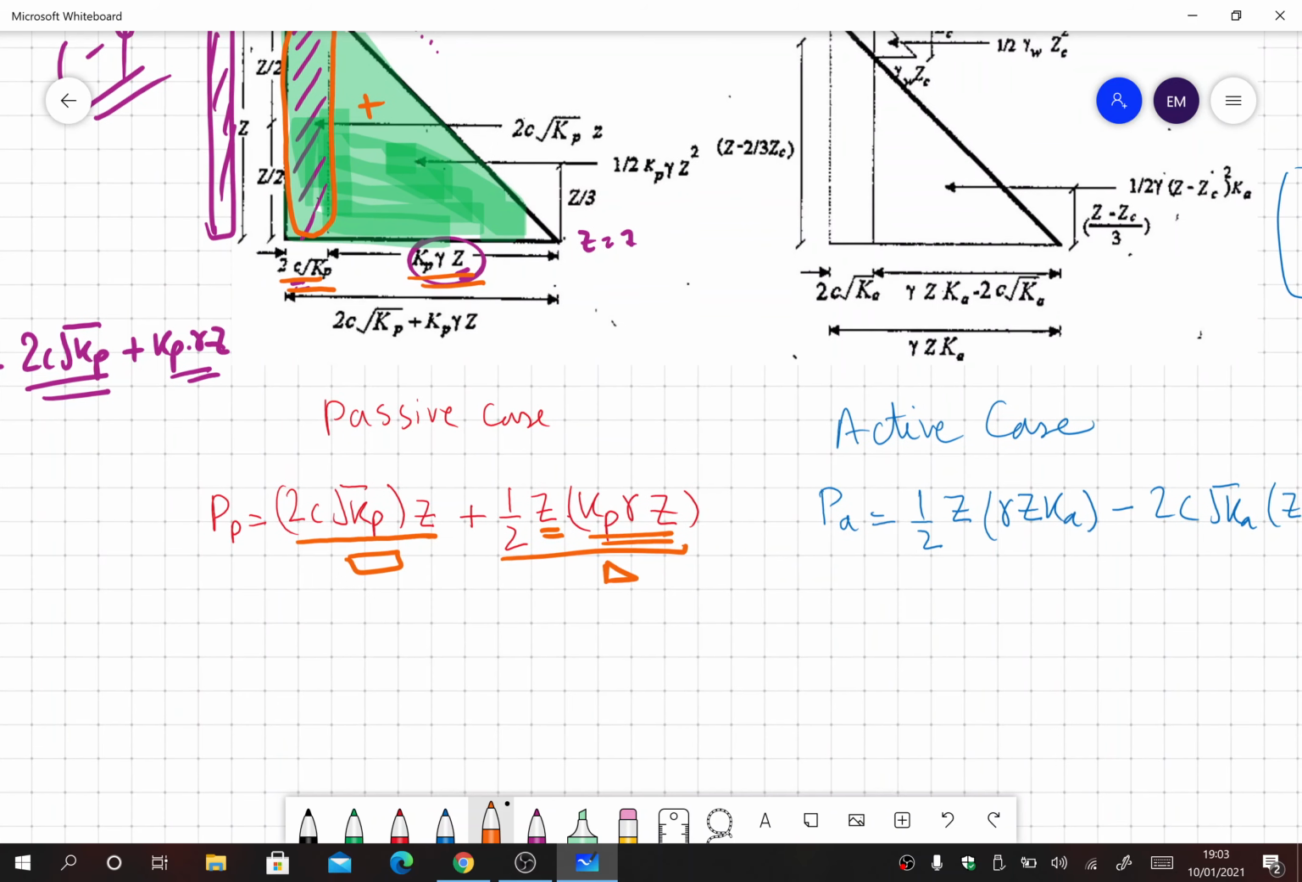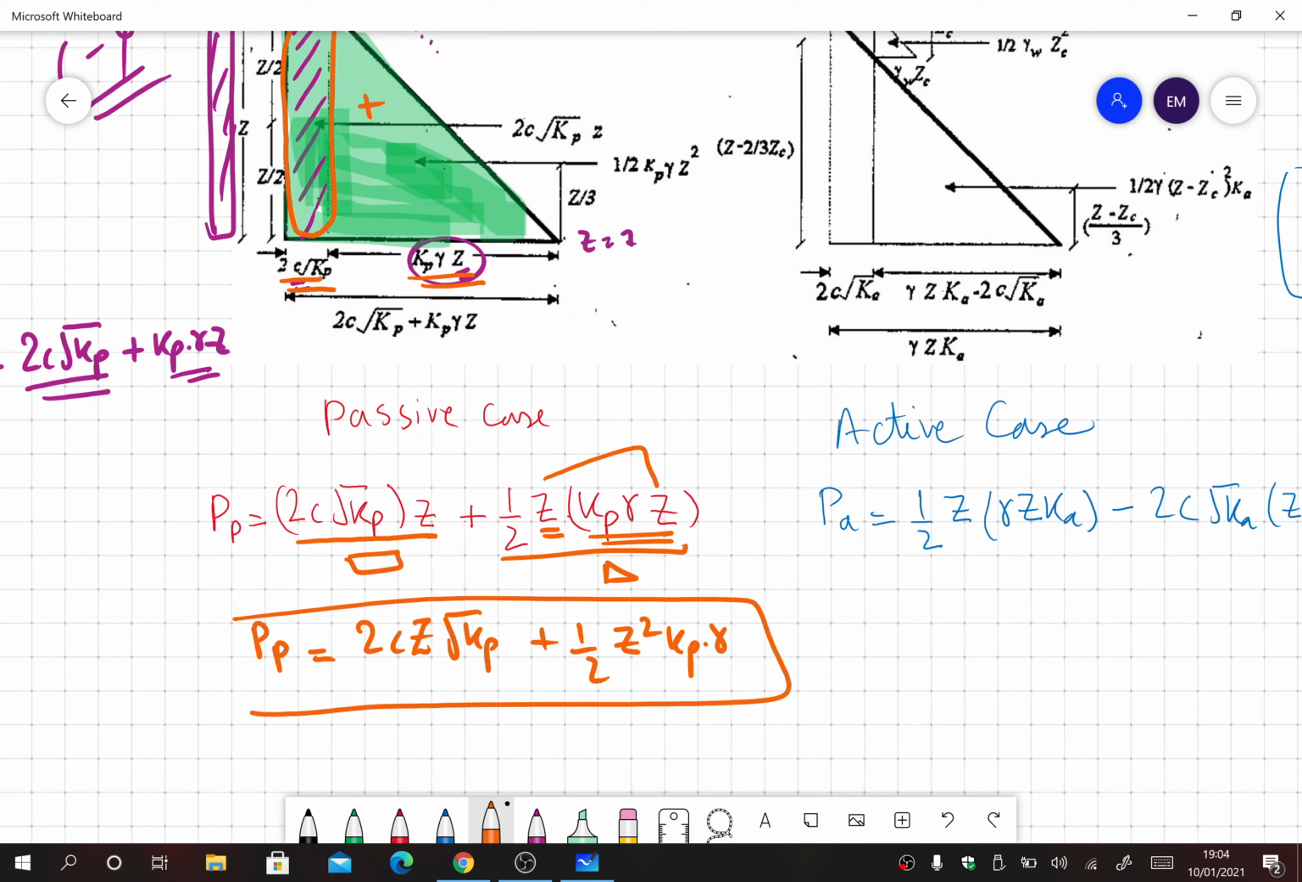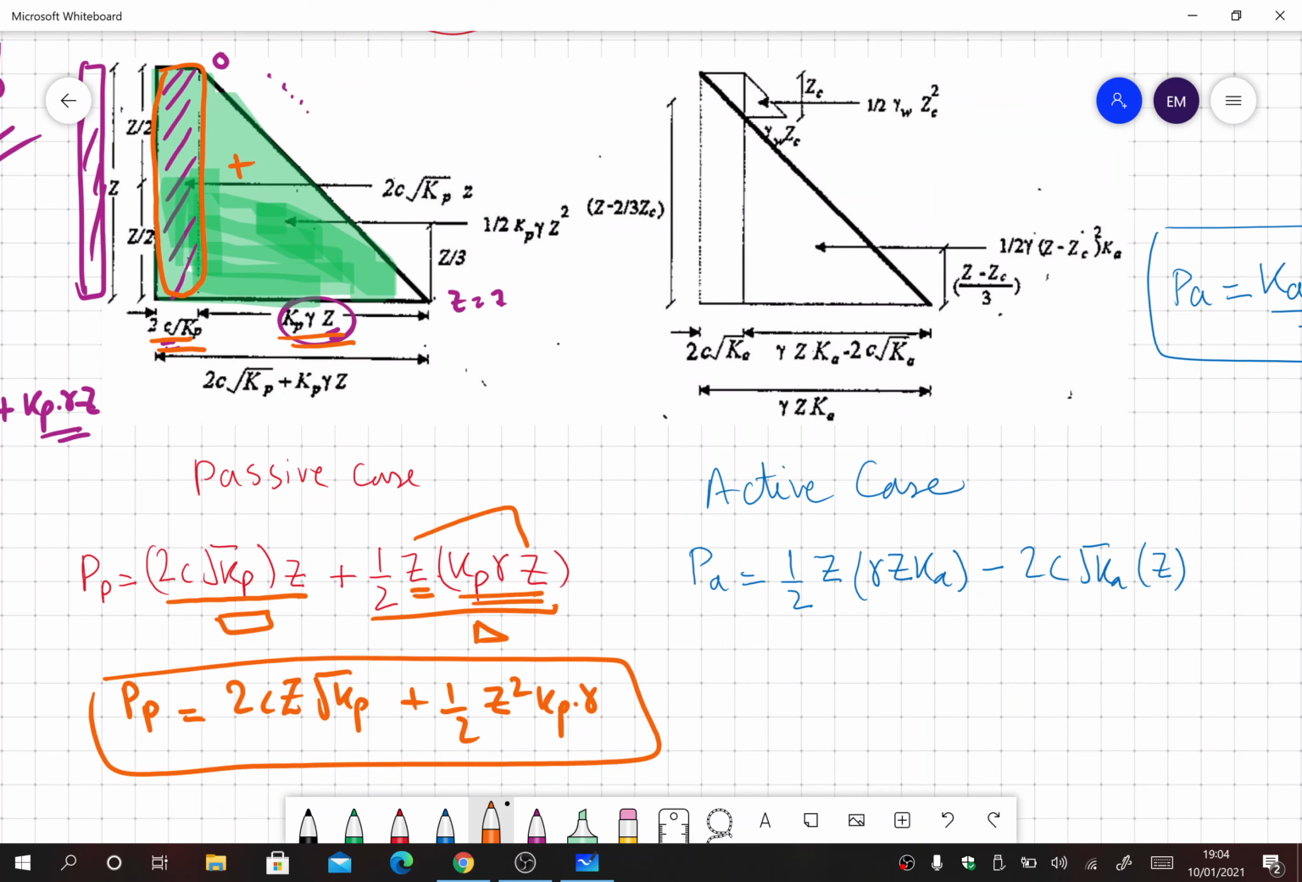After multiplying, we get that the total passive force in a C-phi soil is equal to 2c z under root Kp plus half, these two multiplied, z square Kp into gamma. So this is the total amount of force that is acting behind the C-phi soil retaining wall in the passive case.